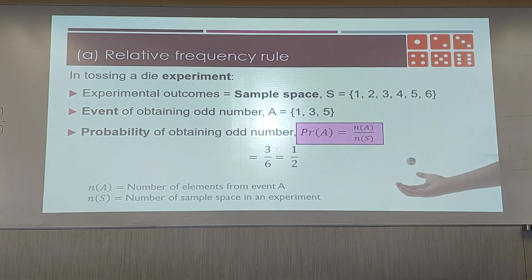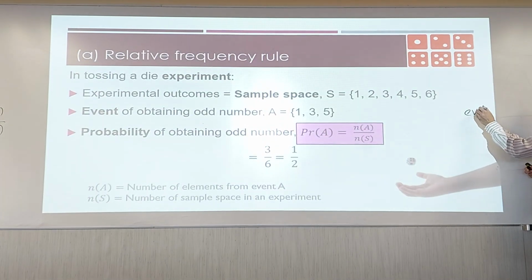Let's say we have one experiment. The experiment is we want to throw a die. This is our experiment activity. Then we want to know what is the probability of obtaining an odd number. An odd number means a number that cannot be completely divided by 2, such as 1, 3, 5, 7, 9, 11, 13. These are odd numbers.